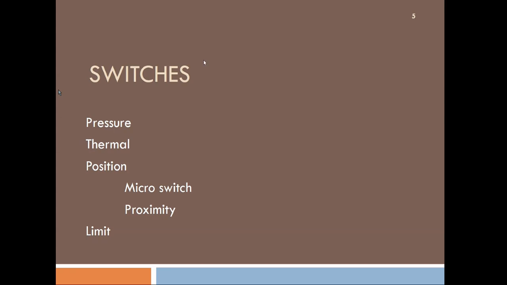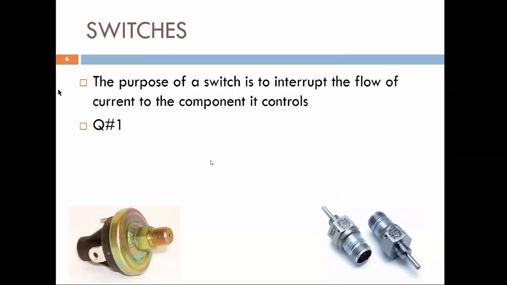So a couple of switches: pressure switch, thermal switches, position switches, and that would include micro switches, and then proximity switch, and then limit switches. We're going to go through those to talk about them, where you have them, why they're there. So again, a pressure switch, or a switch in general, is to interrupt the flow of current to a component that it controls.